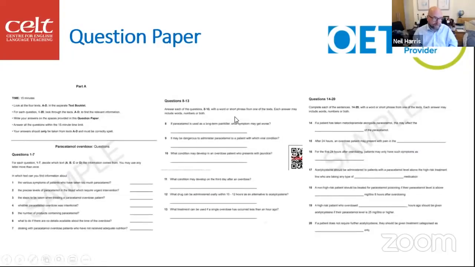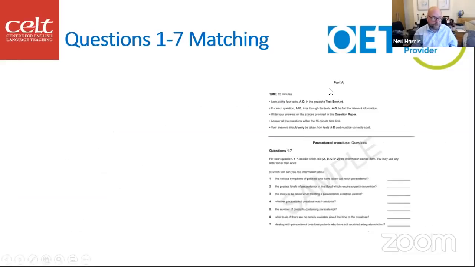What you'll also receive on test day is the question paper. Now, good news, it's not as small as you can see on my screen share here. You'll be able to read it much more clearly. It'll be full size. But what this does do is allow you to see how the different parts of the question paper are laid out. More of that in a few moments. Okay, so questions 1 to 7, matching.